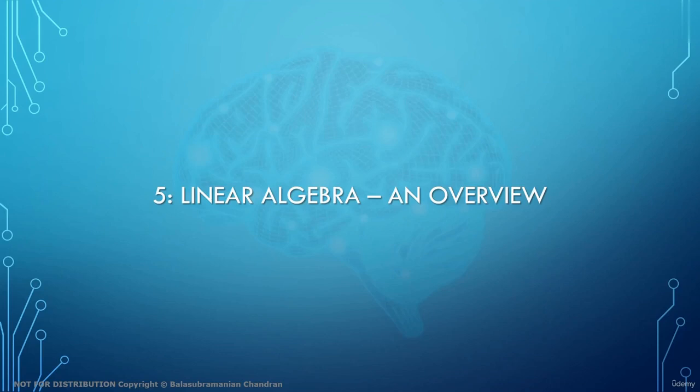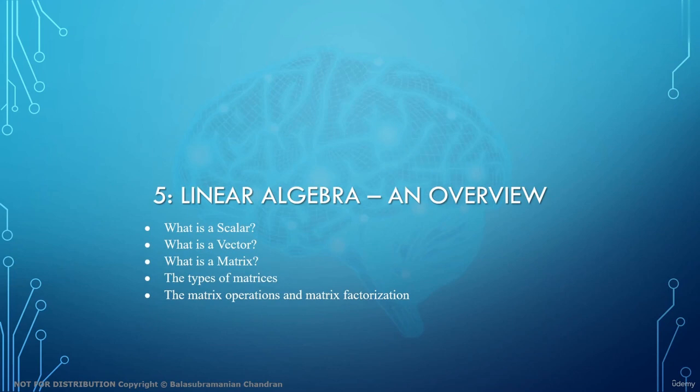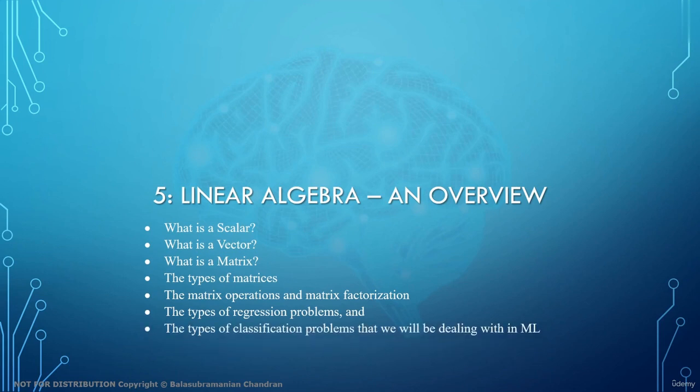Welcome to the course, A Foundation for Machine Learning and Data Science, section Linear Algebra Overview. In this section, we will be covering the language of data, such as what is a scalar, what is a vector, what is a matrix, the types of matrices, the matrix operations and matrix factorization, the types of regression problems, and the types of classification problems that we will be dealing with in machine learning.